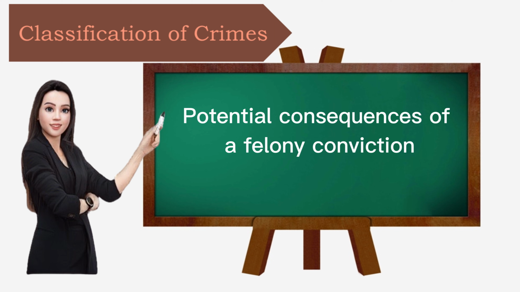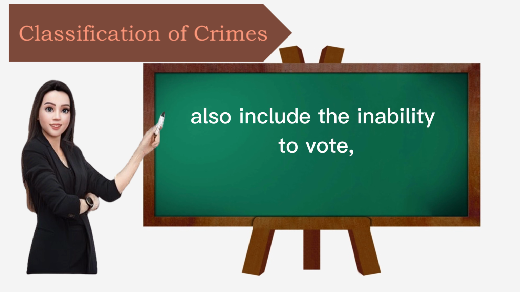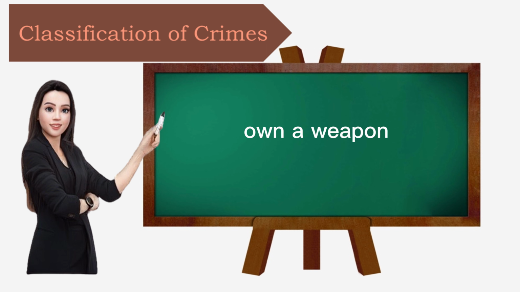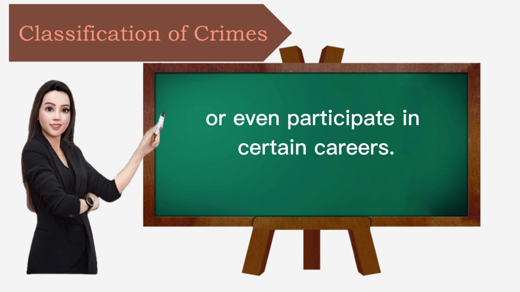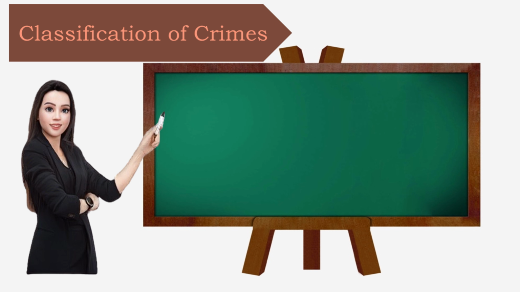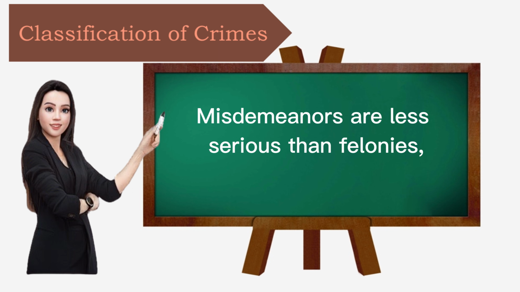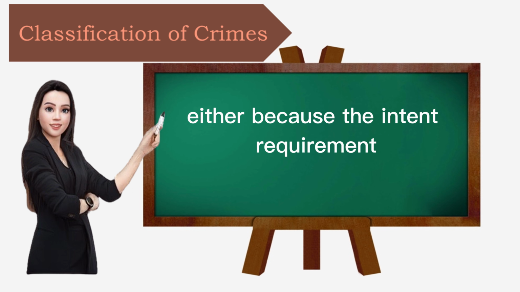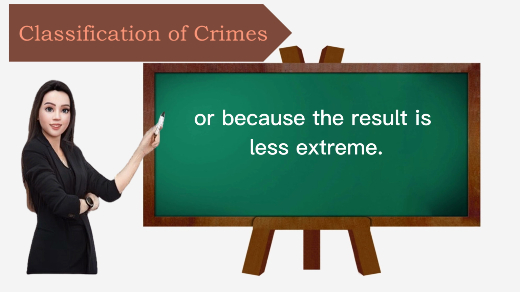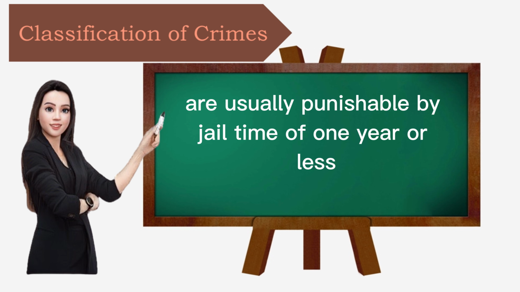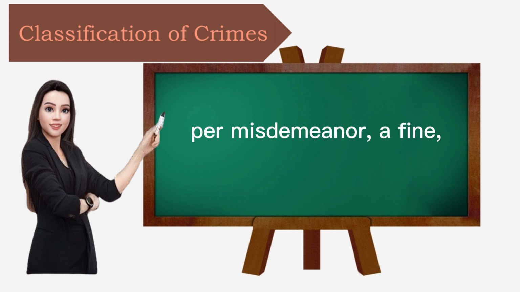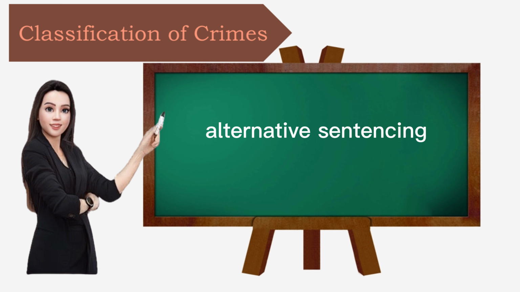Potential consequences of a felony conviction also include the inability to vote, own a weapon, or even participate in certain careers. Misdemeanors are less serious than felonies, either because the intent requirement is of a lower level or because the result is less extreme. Misdemeanors are usually punishable by jail time of 1 year or less per misdemeanor, a fine, or alternative sentencing like probation, rehabilitation, or community service.